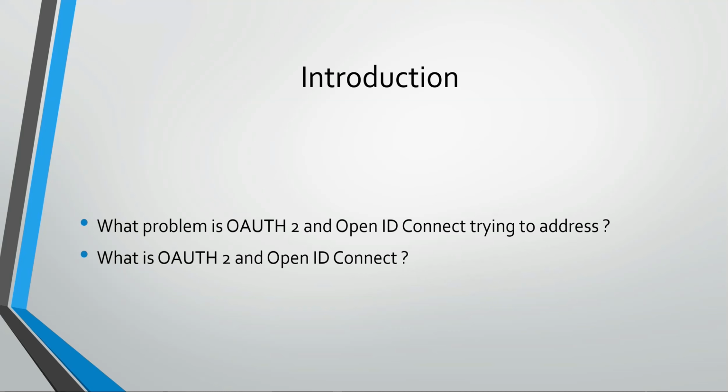OAuth 2.0 is the second version of the authorization framework. It's an open standard that was introduced a while ago, and the main purpose of that is to have two or multiple systems talk to each other in a secure manner and share and gain access to a protected resource that needs to be secure. OpenID Connect is an extension, or a superset, of OAuth 2.0, and it tries to do a little bit more of what OAuth 2 is trying to do. We will talk a lot about it in detail, but both are two different frameworks trying to address the same or similar problems.